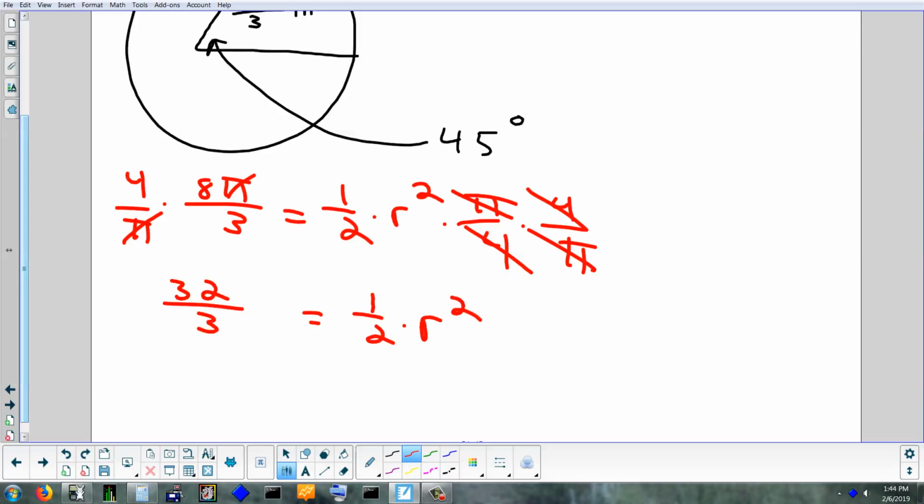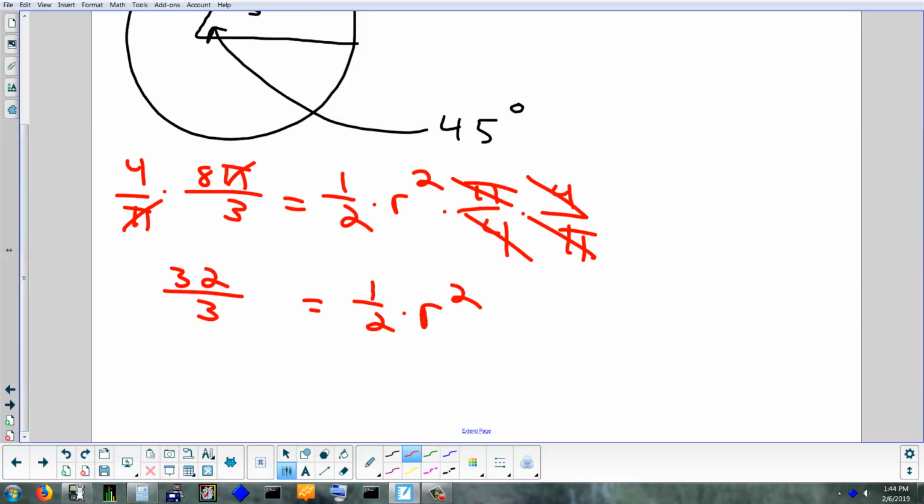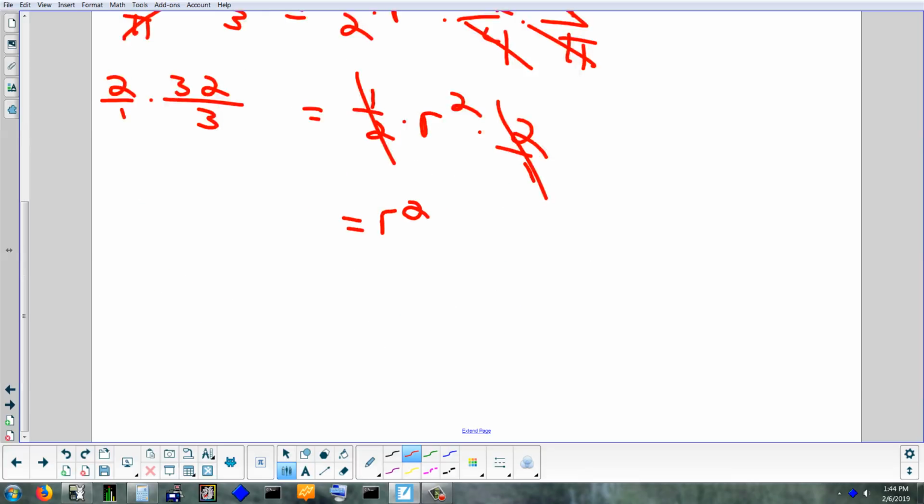All right, so that's a little better. Now we want to get rid of that 1/2. We can do the same trick again. How do you get rid of the 1/2? Multiply by 2 over 1, or is it just 2 really? Times 2. If you want to think of it as 2 over 1, that's fine. That's gone. 1 times 3, bottom just stays as 3. What about 2 times 32? 64. Now, I have a formula right now that says the radius squared equals 64 over 3.